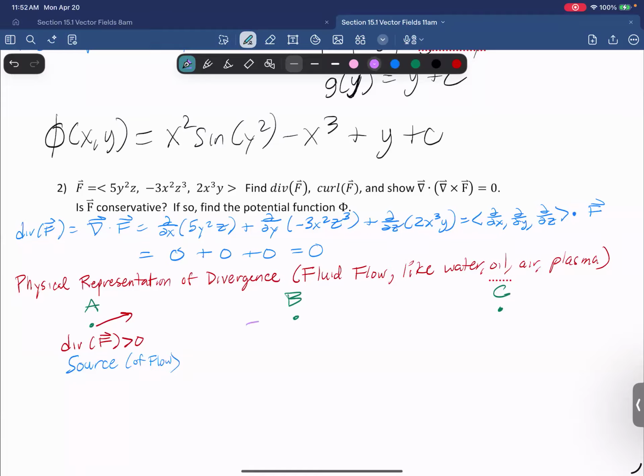If instead everything is just moving into it and nothing's coming out, this is almost like converging to the point. But we don't use that in terms of physical stuff. This is just the divergence is negative.